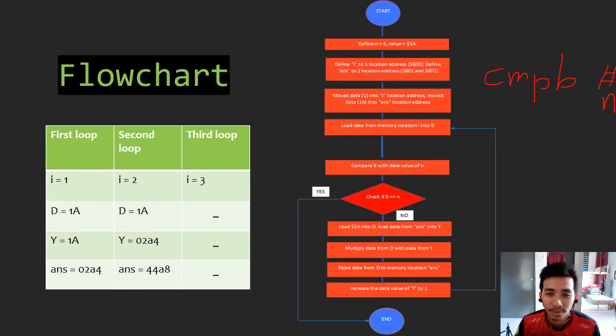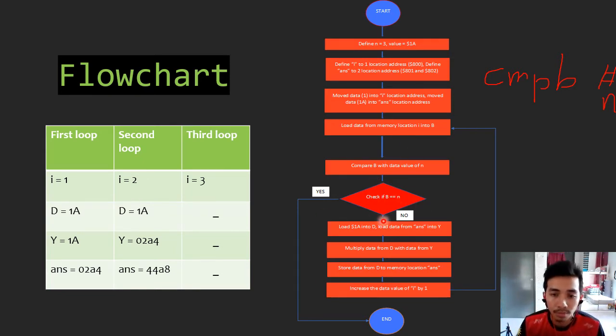Okay, so that's why we need to put the data from I into B, and then we compare B with N using this instruction. So what happens if B is not equal to N? If B is not equal to N, it will calculate the multiplication. If B is equal to N, which is if B is 3 and N is also 3, so it's the same, it will go straight down to the end, so it will stop the program.